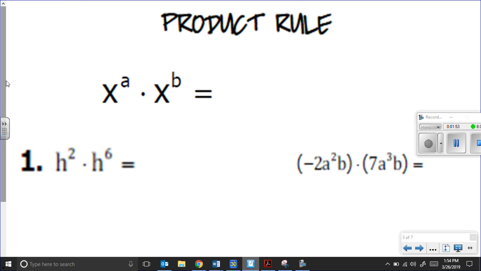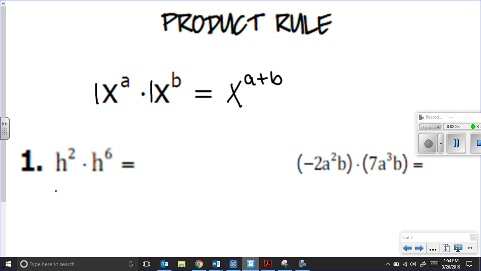All right, so now let's talk about the product rule. And so here's the rule. If you have x to the a times x to the b, we're going to keep the x, and then we're going to add the exponents. So a plus b. And we're going to multiply the coefficients. So in this case, the coefficients in front of here are 1. So 1 times 1 is 1, and that's why we didn't write it. But whatever the coefficients are, we multiply those, and then we keep the variable, and we add the exponents.